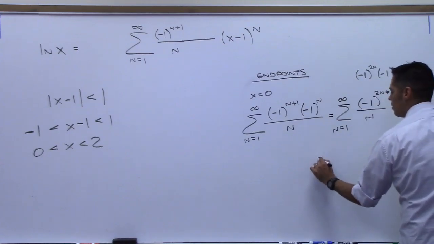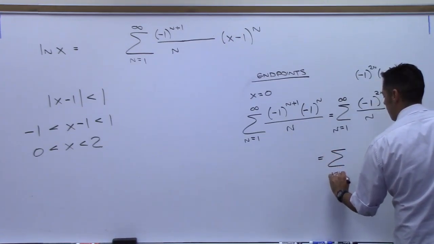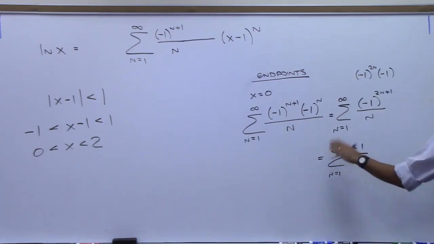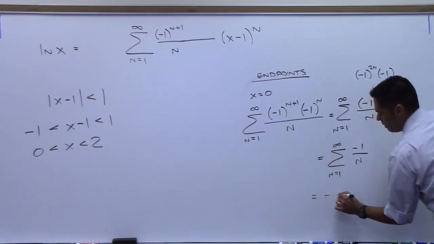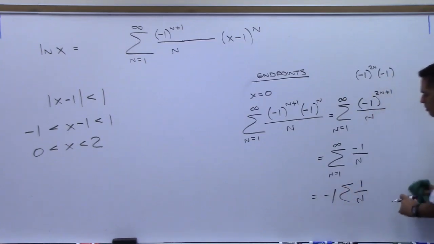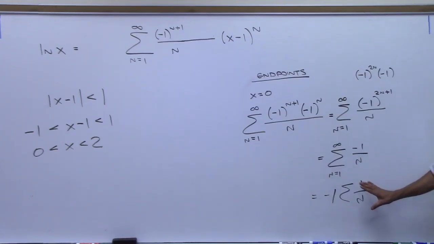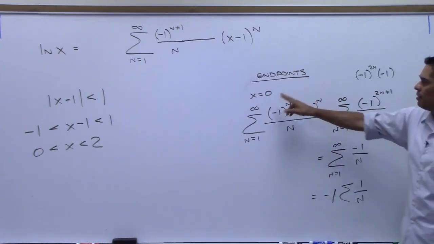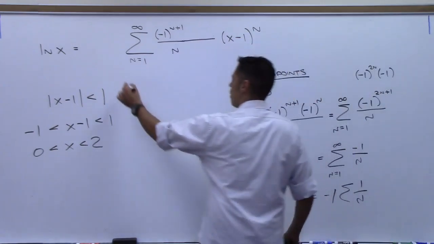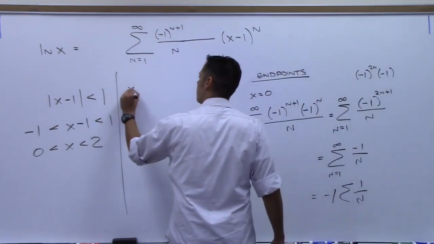So this really turns into negative 1 over n. If you pull the negative 1 out, negative 1 times the sum of 1 over n. I'm getting sloppy with my notation here. Pretty far down there. What's that? Harmonic. Harmonic, divergent. Okay, so I'm done. Understand? So it diverges, so I don't include that endpoint. What if x is 0? I mean, sorry, not 0. What if x is 2?